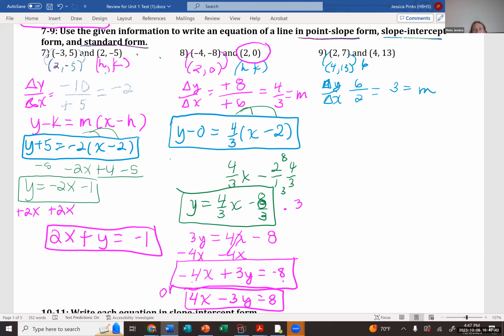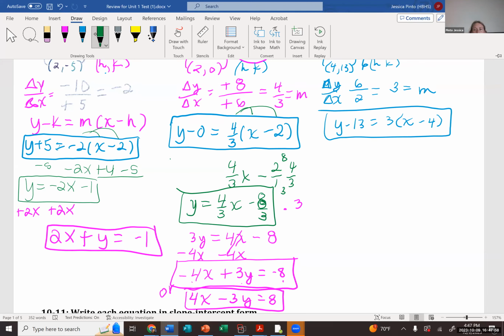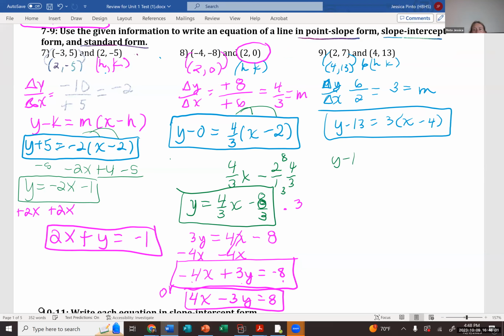So that means, let's do h and k here. Y minus 13 is equal to 3, x minus 4. That's our point slope form. Distribute to get slope intercept form. So that's going to be y minus 13 is equal to 3x minus 12. Then I add the 13. Oh, this one is so lovely. That's y equals 3x plus 1.